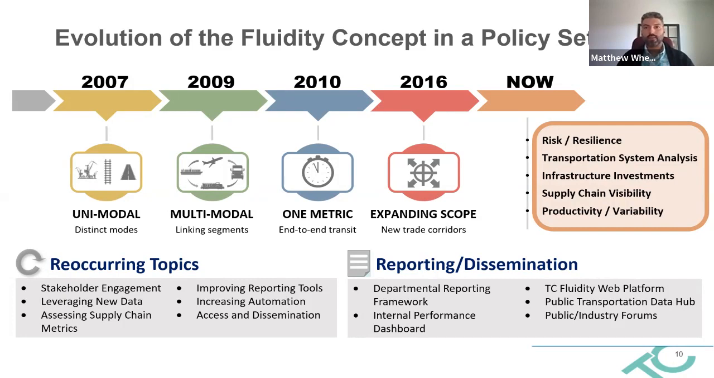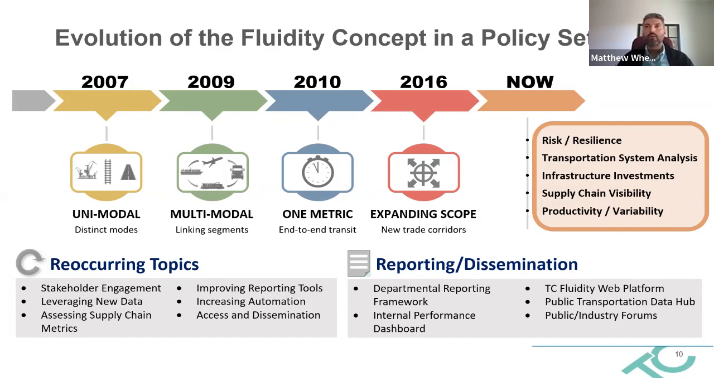So Transport Canada has been working on better measuring end-to-end supply chains, most critically the container and the grain supply chain. The container being an import supply chain for Canada and the grain being an export supply chain. Starting in 2007, we were really looking at measuring performance on a single modal basis. Over time, we've been working on making that multimodal, linking segments together, developing a key metric to report on these end-to-end segments, and then expanding into new trade corridors.